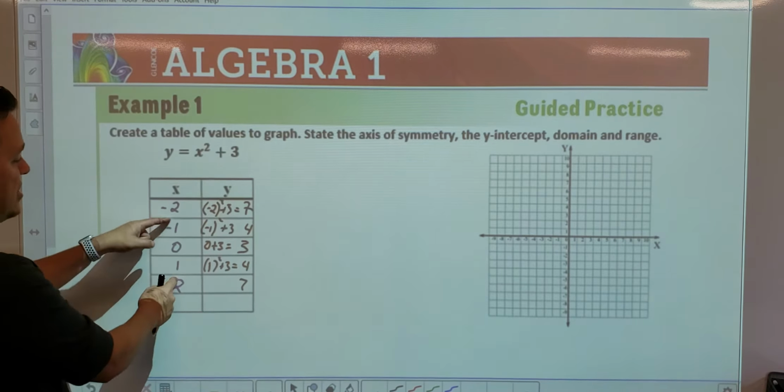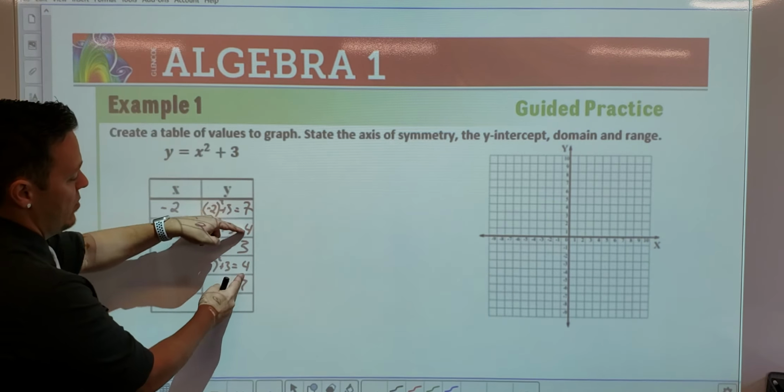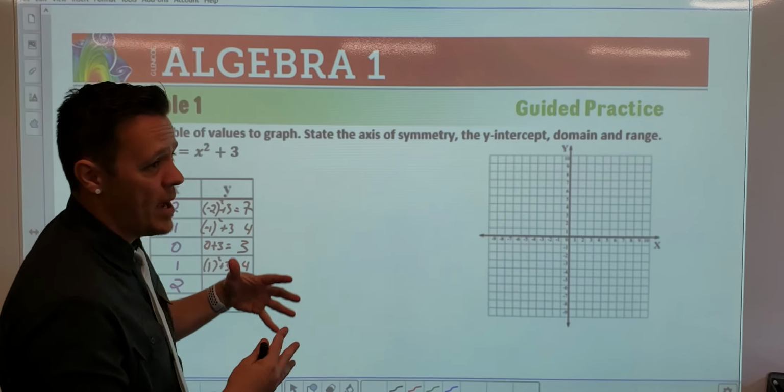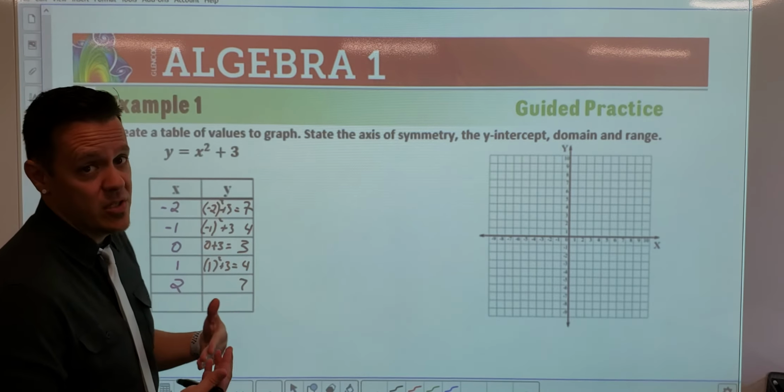And as you keep going out, the -3 and the 3 are going to be the same, and it's going to keep going out where these values will be the same because it's a parabola. It's supposed to be that way. If it's not, know that you plotted your points wrong.